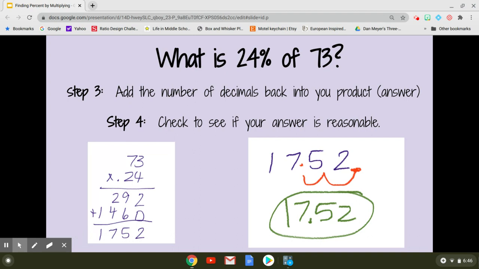And then we check to see if our answer is reasonable. If I get an answer bigger than the number that I started with, I know my answer is not reasonable. In this case, I could take the number 72, estimate there, and divide it into 4 parts, since 24% is almost 25%, which would be 1/4 of a number. And I would get a reasonable answer.